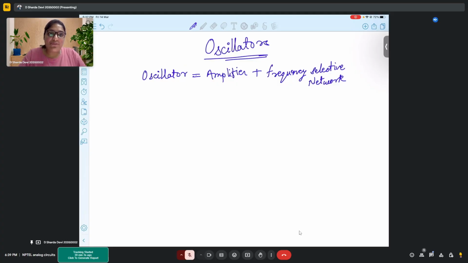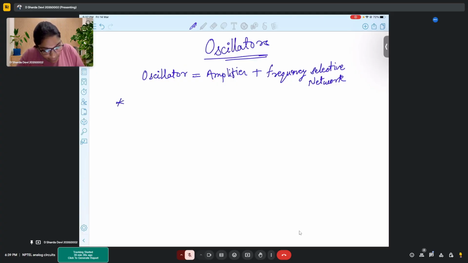So at the end, once the oscillations are stabilized, at the output, what you start observing is a signal that has a certain amplitude which was decided by you, as well as the frequency that was also decided by you through the frequency selective network. Okay, so that is the purpose of an oscillator.